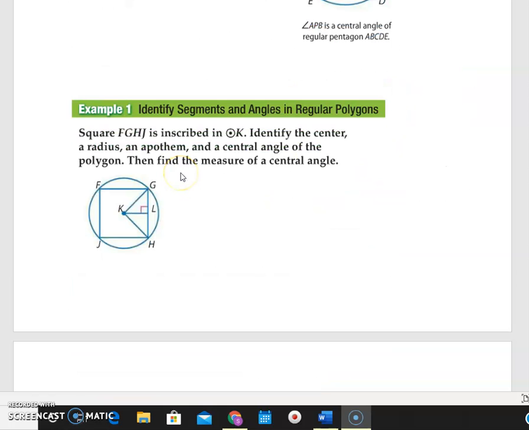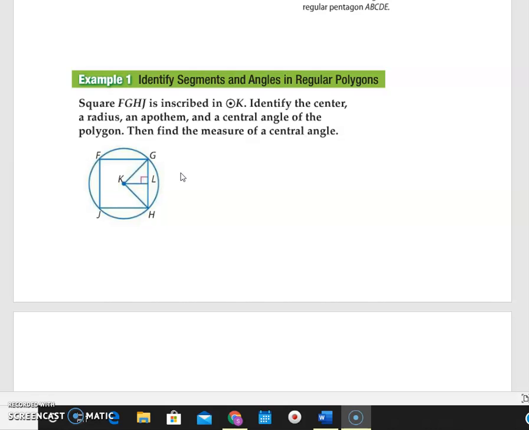All right, so what we want to do in example 1 is just go through and identify the parts that we're looking for. It says, for the square FGHJ, inscribed in circle K, identify the center. The center is obviously the center of the circle as well. That's K. So the center is point K. The radius is anything that starts with K and goes to a vertex of the square.